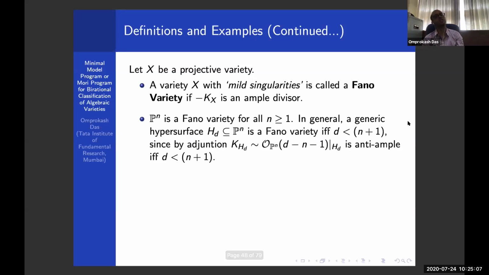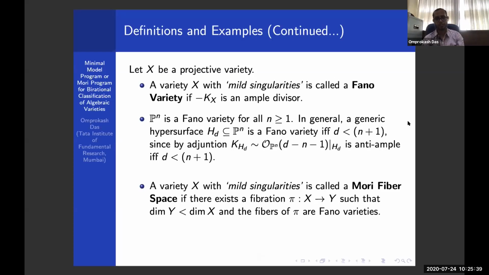A simple example is Pn. If you take Pn, you know that the canonical sheaf for Pn is given by the structure sheaf O of minus n minus 1. So if you take the negative of that, O of n plus 1, that is ample, right? So Pn is a Fano variety. In general, if you take any generic hypersurface Hd with d now strictly smaller than n plus 1, then that is a Fano variety, because of the adjunction theorem again.